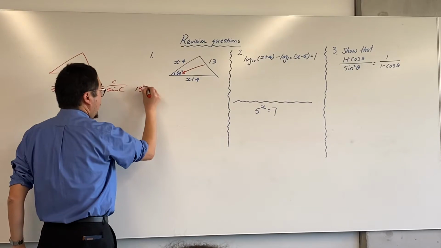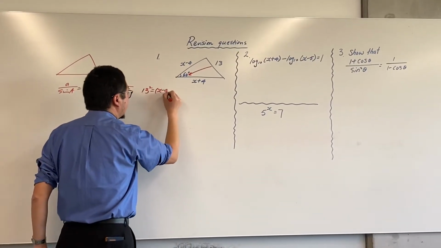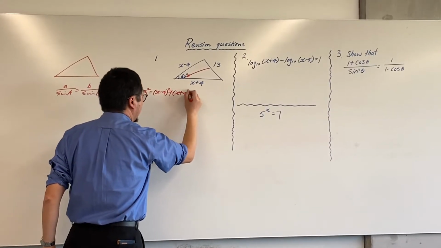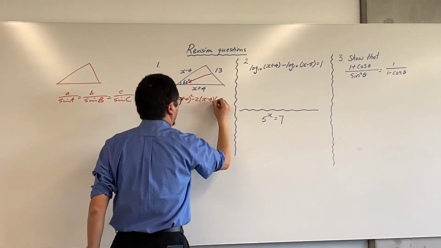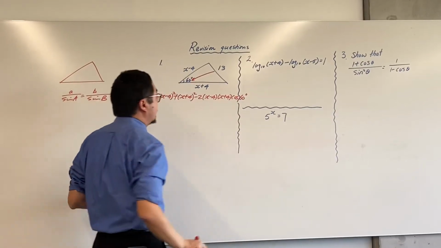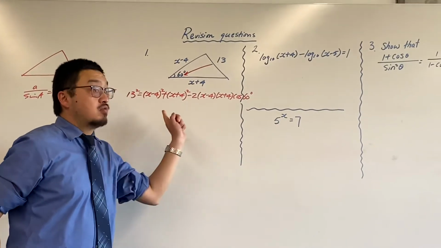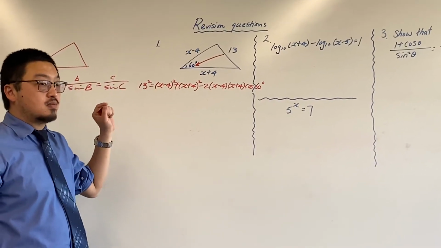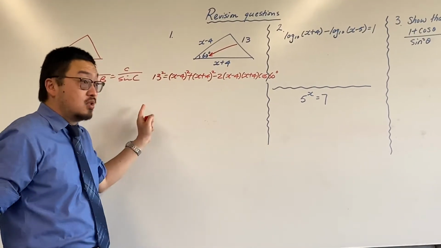So 13 squared is equal to (x minus 4) squared plus (x plus 4) squared minus 2 lots of the 2 sides in between and the cosine of the angle in between, cos 60. That statement shows the completion of the cosine rule. Would you get a mark for writing that in a test? Definitely, that's the correct starting point.